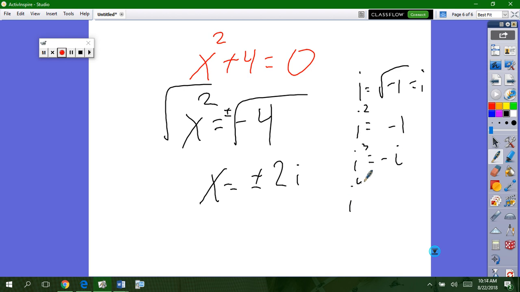And then we have i to the 4th, which is 1, because it's i squared times i squared, which is -1 times -1, which is 1. And then what's i to the 5th? It's the same thing as i. What's i to the 6th? -1.